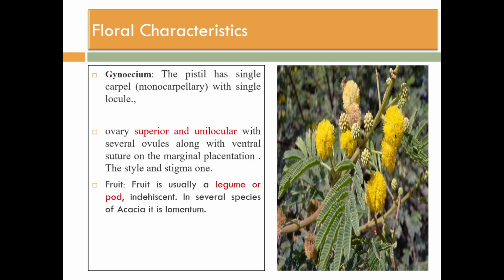And if we see the gynoecium of this particular family, the pistil has a single carpel, that is monocarpellary with a single locule, and the ovary is superior and unilocular with several ovules along the ventral suture on the marginal placentation. So the style and stigma are also one, and the fruit is usually a legume or pod in this particular family, and they are indehiscent, and several species of Acacia sometimes also have a lomentum type of fruit. As you can see here, these are the fruits of this particular family.